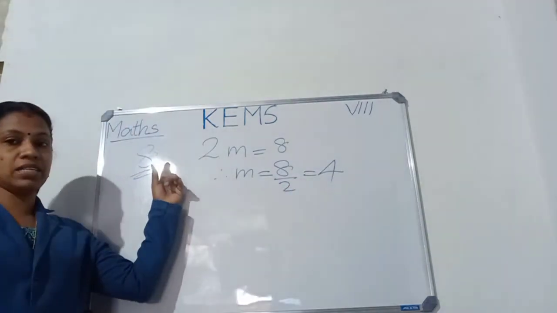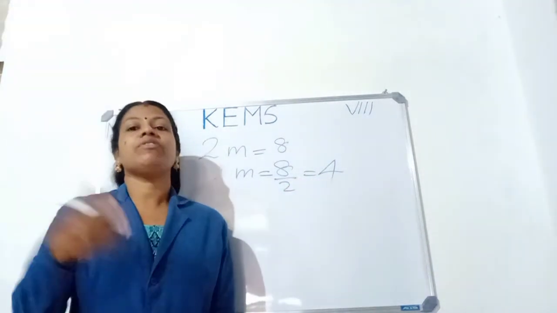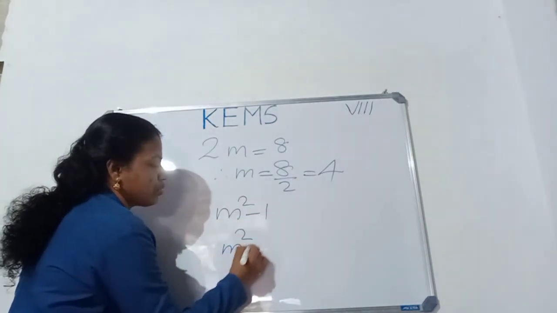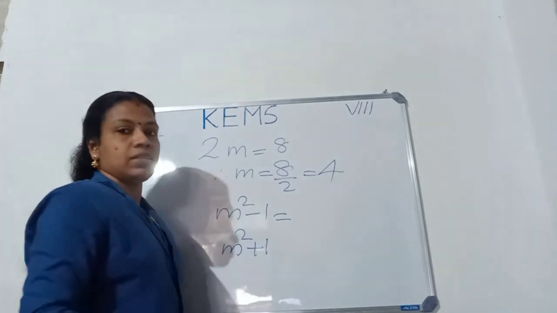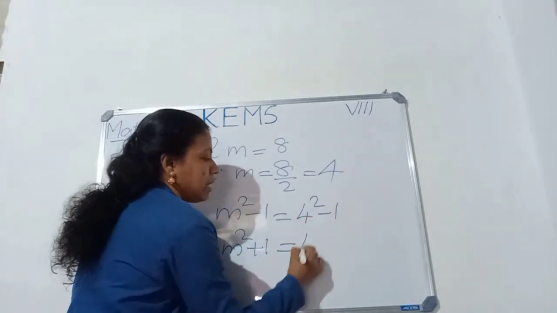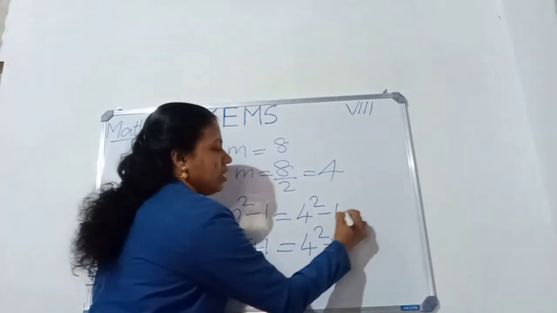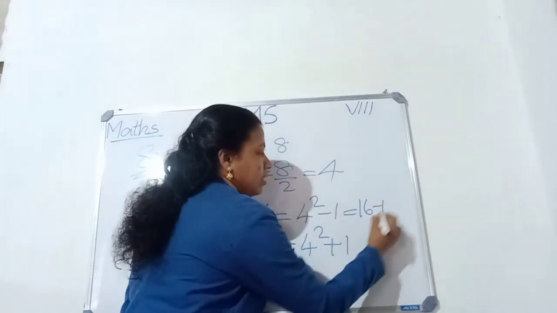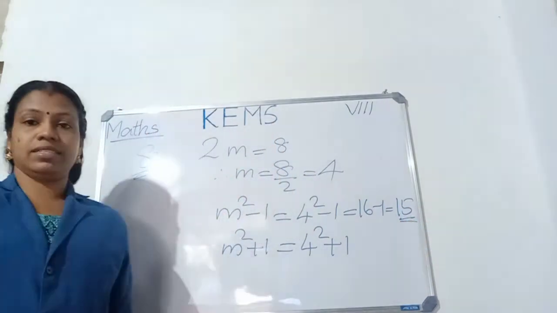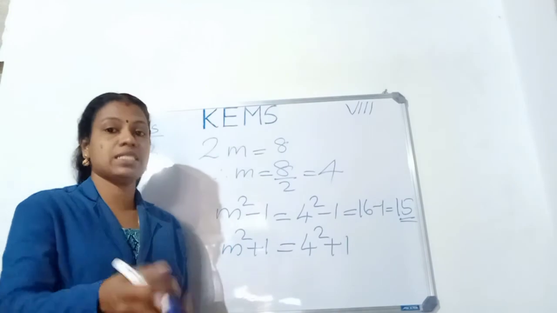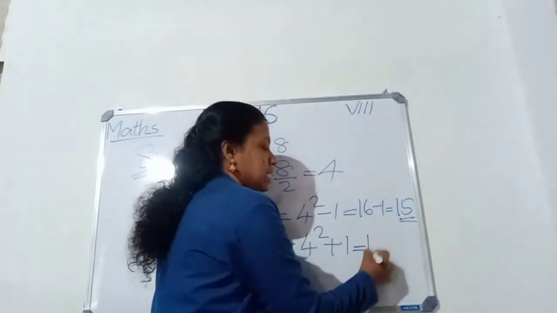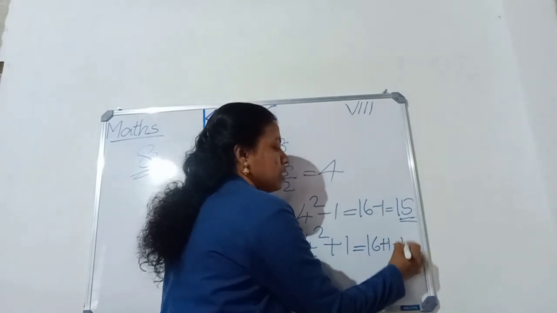First member is 8 and m is 4. Now find the second and third members, that is m square minus 1 and m square plus 1. m square minus 1 is 4 square minus 1, and then 4 square plus 1. 16 minus 1 equal to 15. m square minus 1 is 15. Now 4 square plus 1 is 16 plus 1 equal to 17.